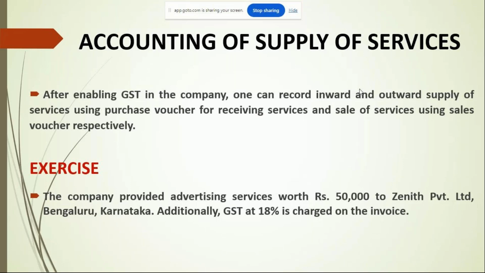Now here, earlier in the exercise I have given here, the company provided advertising services worth 50,000 to Zenith. Additional GST at 10% is charged on the invoice.